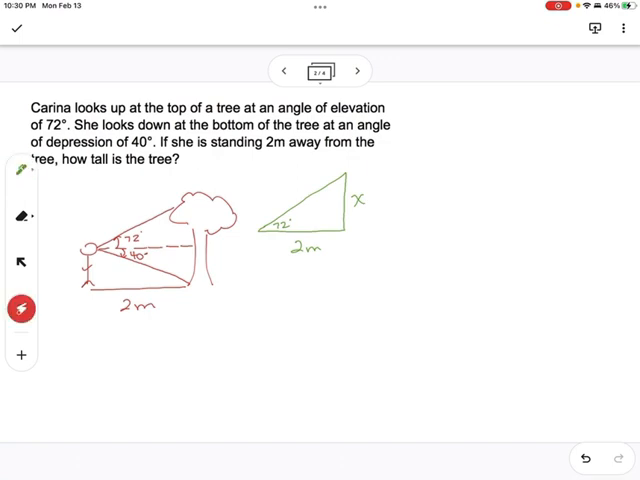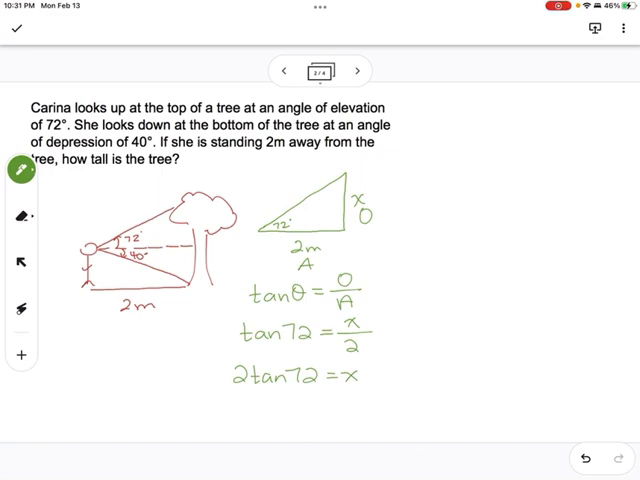Solving that first one, we have an angle. In relation to that angle, we have the adjacent and we want the opposite. So adjacent, opposite. Having opposite and adjacent, we're using tan. So tan theta equals O over A. Tan, and our angle is 72 degrees. Our opposite, we use x, and our adjacent is 2. Rearranging for x, we want to move that divide 2 to the other side, so it's going to be multiply. So 2 times tan 72 equals x.